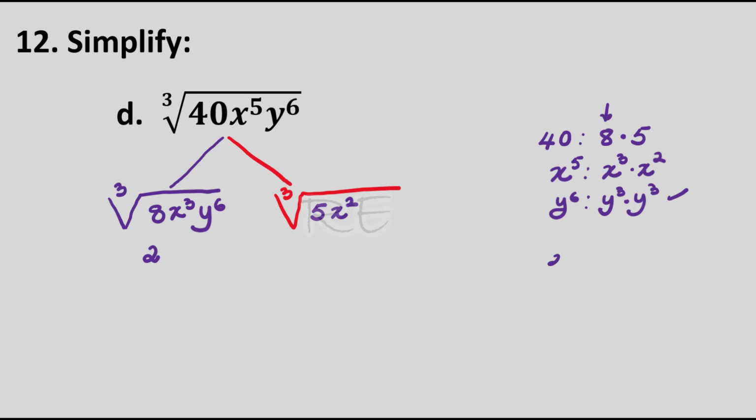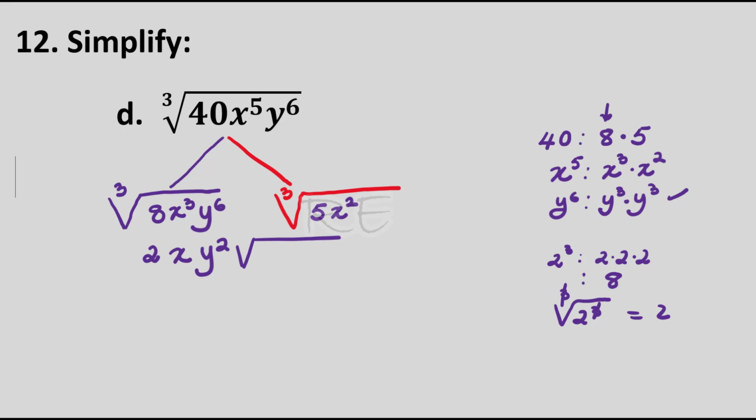Cube root of 8 is 2, because 2 cubed, which is 2 times 2 times 2, is equal to 8. So it's the cube root of 2 cubed. We cancel the 3, we get 2. Cube root of x cubed, we do the same thing, will be equal to x. Cube root of y to the 6th is equal to y to the second. The answer is 2xy squared times cube root of 5x squared.